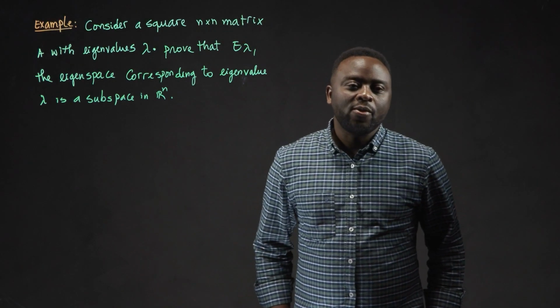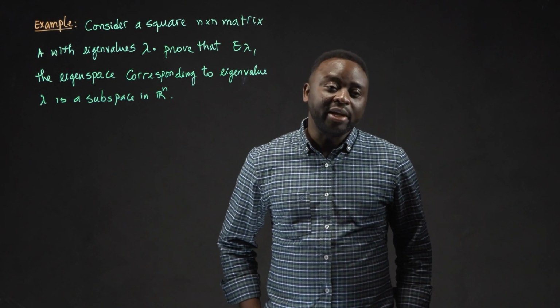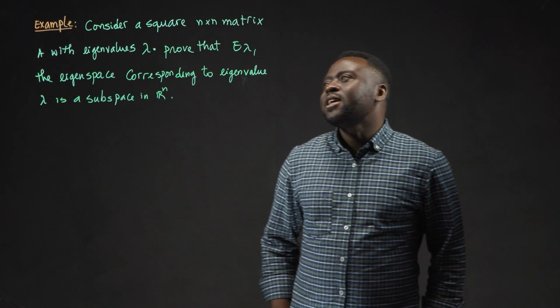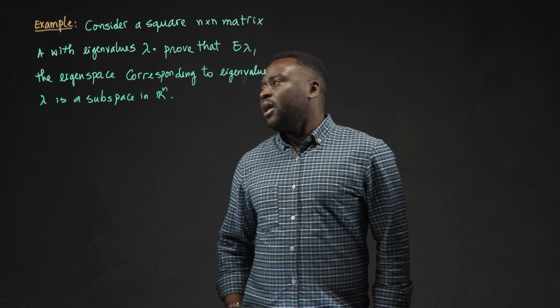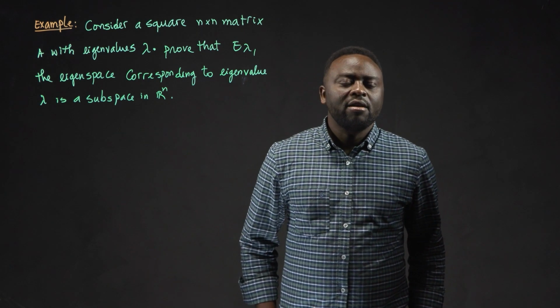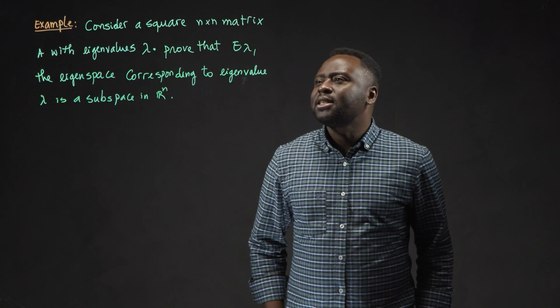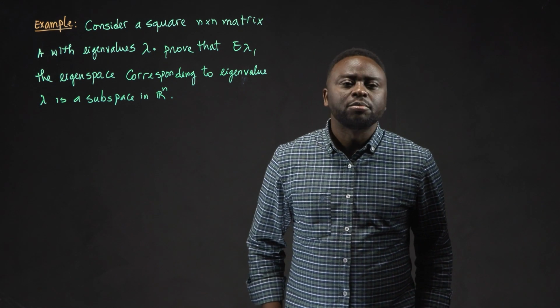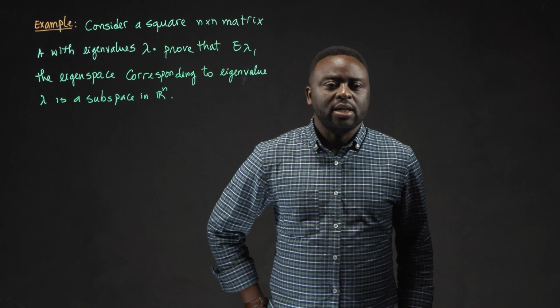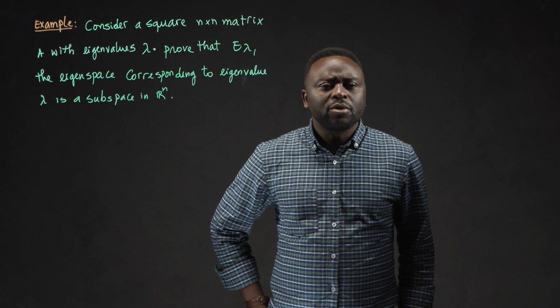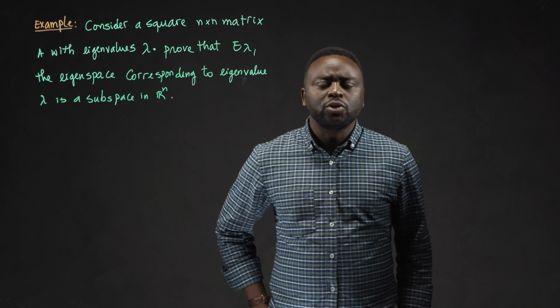But this is the next topic, so we will discuss it in detail and you'll be able to get it from there. This is an example where you want to show that this is an eigenspace, okay? So basically here you consider an n by n matrix A with the eigenvalue lambda. And the question is, can we prove that this is an eigenspace corresponding to the eigenvalue lambda in a subspace Rn? Yes, we can do that. It just requires 3 steps to complete.